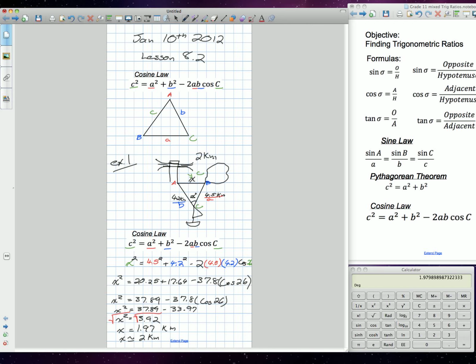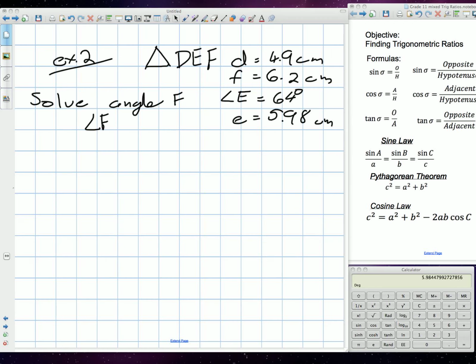Okay, example number 2. They've given us triangle DEF, and they've given us some measurements. Side D is 4.9, side F is 6.2, angle E is 64 degrees, and side E is 5.98 centimeters. So what that means is I need to create this triangle because they have not given me a diagram. And we're just going to name it. Looking at the sides, it looks like I drew this the longest, so this would be 6.2 centimeters. So this would be my side F. This will be angle F.